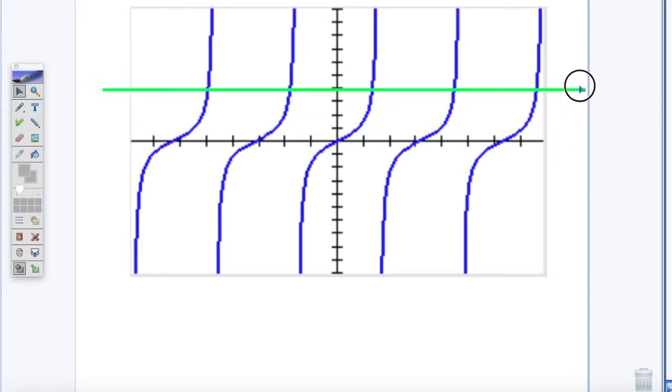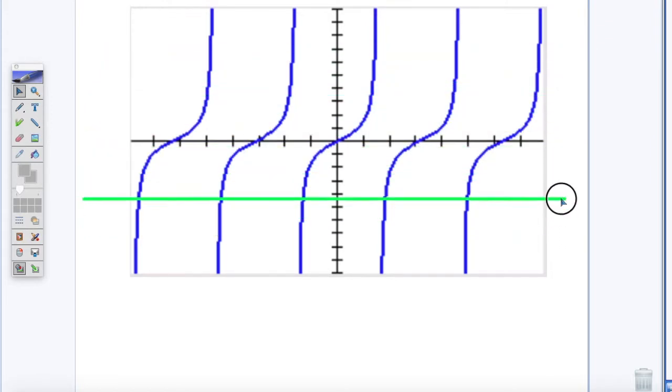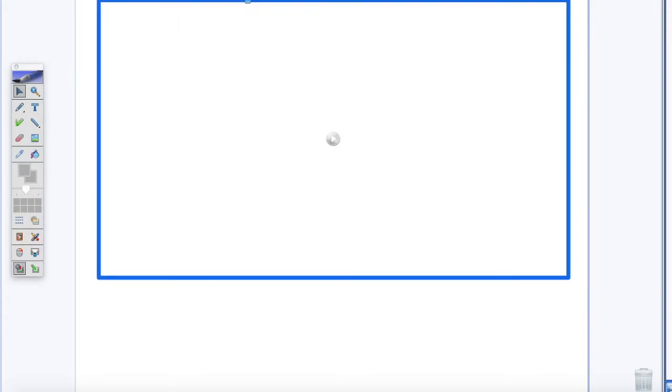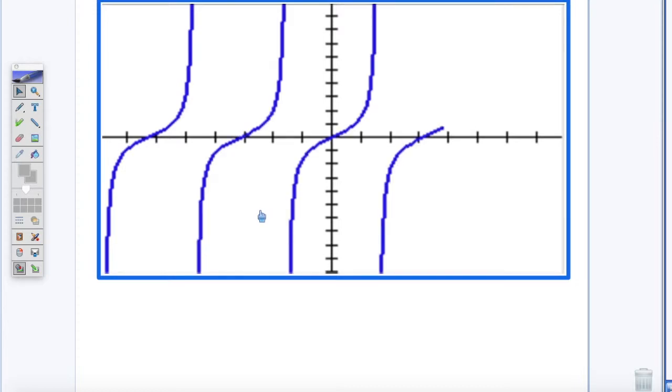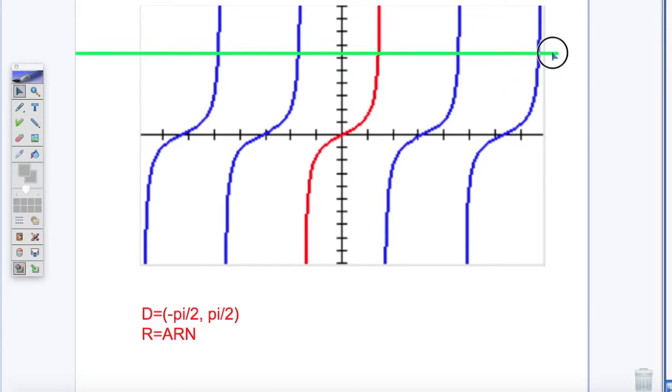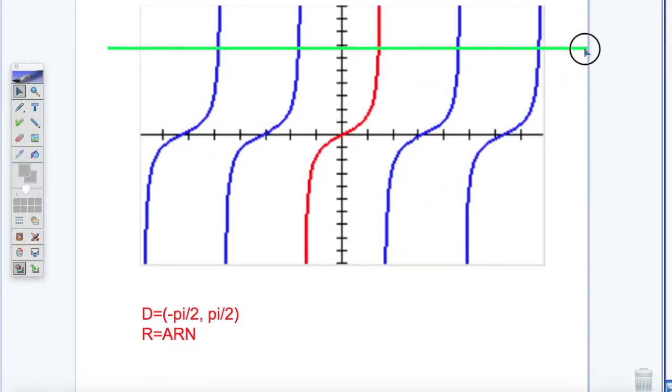Okay, here is tangent, and I'm not going to belabor this. It can't pass the horizontal line test. So what are we going to do? We are going to restrict the domain. So just as I've done with the other two trig functions, we will draw a bunch of tangent waves in blue, and then we will restrict the domain in red. So if you look at this red part that we have defined, we now pass the horizontal line test.